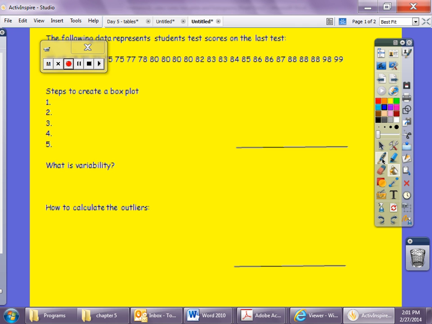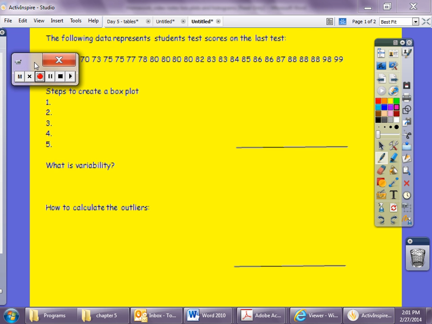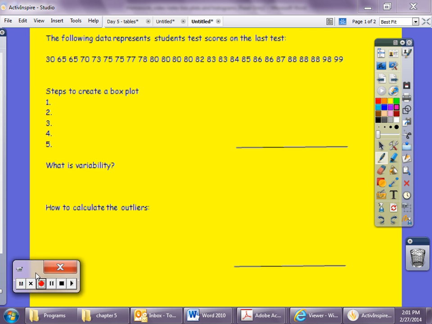Alright, our notes on box plots and histograms. So we have our data here. Let's move this down here. Alright, so we have our data. The following data represents our student test scores on the last test.